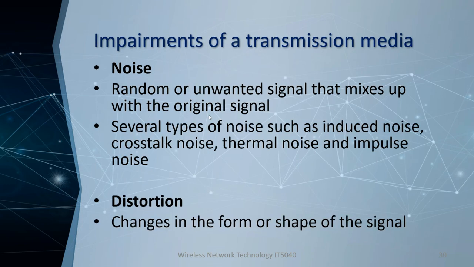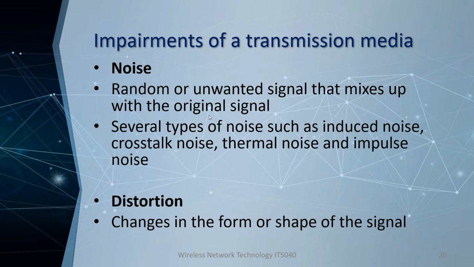Some impairments are explained in the next slides. So noise is a random and unwanted signal that mixes up with the original signal. There are several types of noise such as induced noise, crosstalk noise, thermal noise, and impulse noise, which may corrupt the signal. And another impairment is distortion.